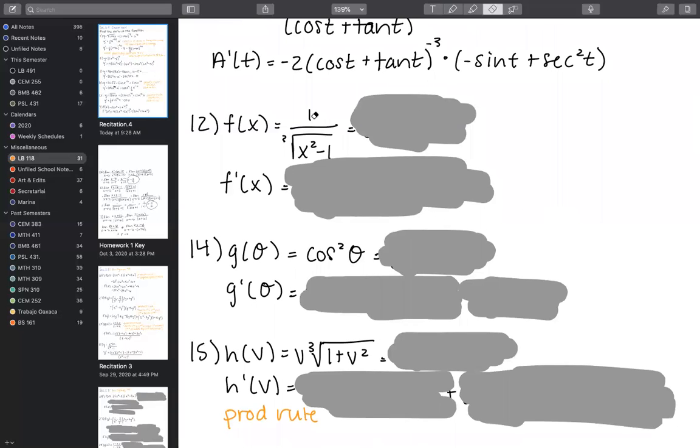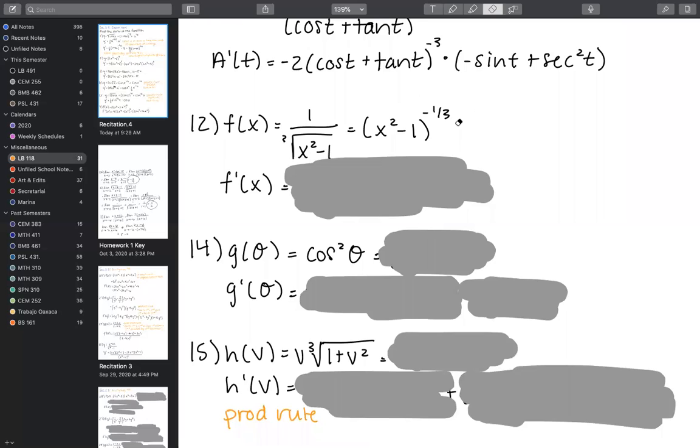Okay, so next one, f of x is 1 over the cube root of x squared minus 1. So you probably guessed we're going to do some fractional power manipulation. And so not only do we have a cube root, so it becomes a fractional power, but it's also in the denominator, and we want to bring it up into the numerator. The reason is that we want the simplest form of this fractional power in order to do the power rule.